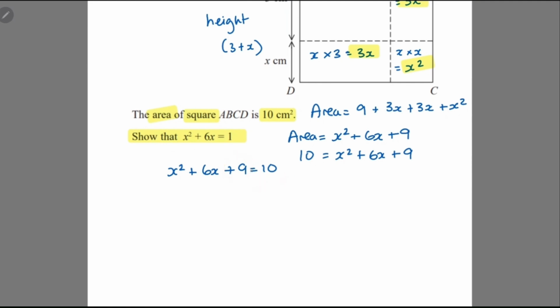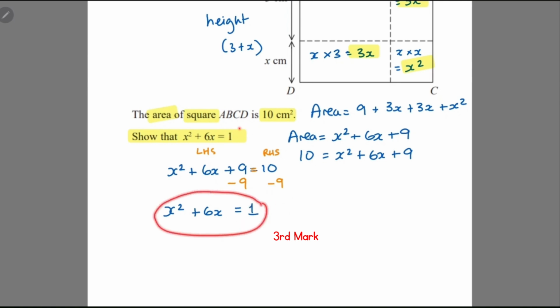And what would happen when you do that? Well, we can do that by taking away the 9 here. We don't want the 9 on this side. But if I take away the 9 from the left-hand side, so this is my left-hand side, because that's the equation now, that's the equals sign, and this is my right-hand side, then if I'm taking 9 from the left-hand side, I need to take 9 from the right-hand side as well. So this equation becomes x squared plus 6x equals, what's 10 take away 9? 1. And you can see now that that looks exactly like the equation we've been given. So that's basically your proof.